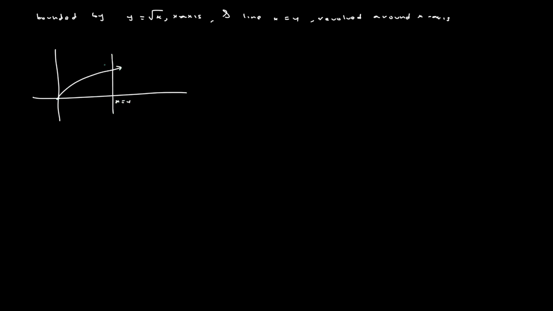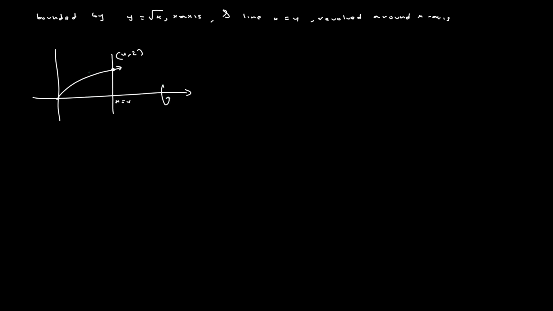So over here we have (4, 2). And I'm taking this entire region since it's bounded by the x-axis, this horizontal line, and then this vertical line, and on the top side I have square root of x. And I'm rotating it across the x-axis, so something like this.